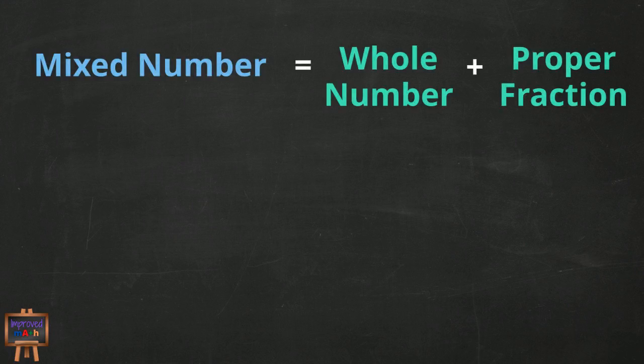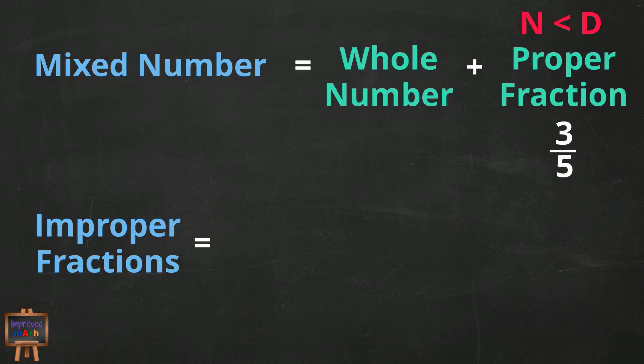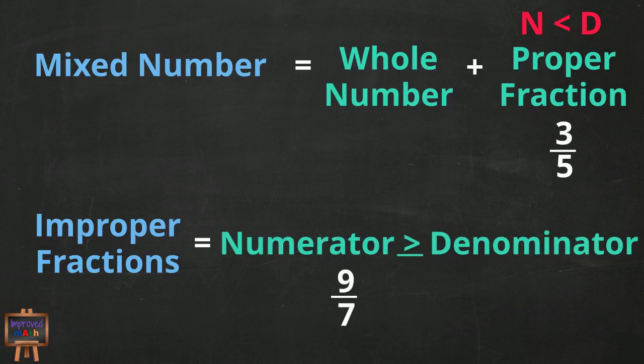First, a quick review. A mixed number is a mathematical expression that shows a whole number plus a proper fraction. Remember, proper fractions are fractions where the numerator, top number, is smaller than the denominator, bottom number. Improper fractions, on the other hand, are fractions that have a numerator greater than or equal to the denominator.